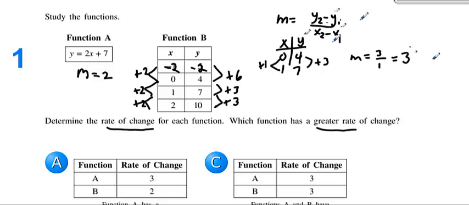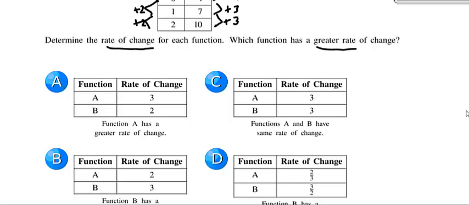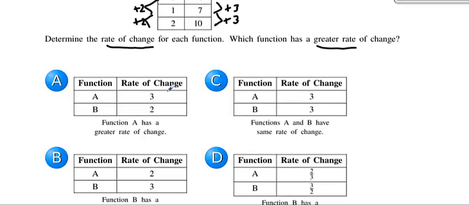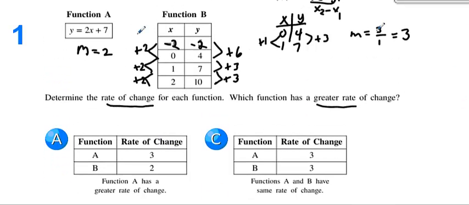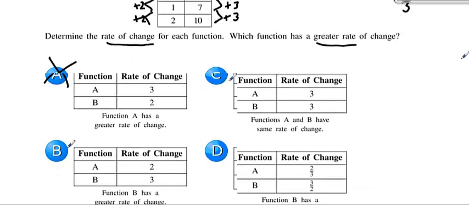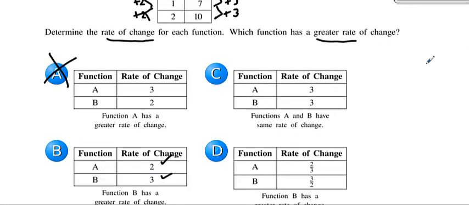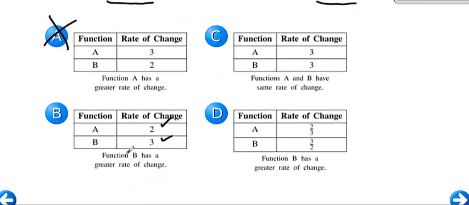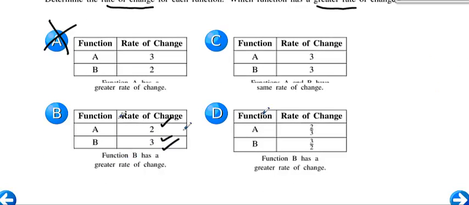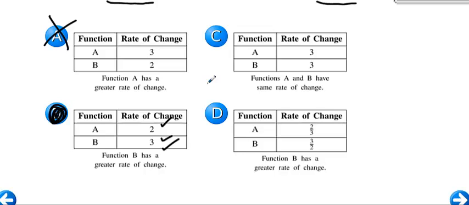So if I look down at my answers, A was a slope of 3, but I know it was a slope of 2, so that can't be possible. Go to B. B, A is a slope of 2, check. B was a slope of 3, check. And then the statement says, function B has a greater rate of change. Check. So that's our answer. Okay, next one.